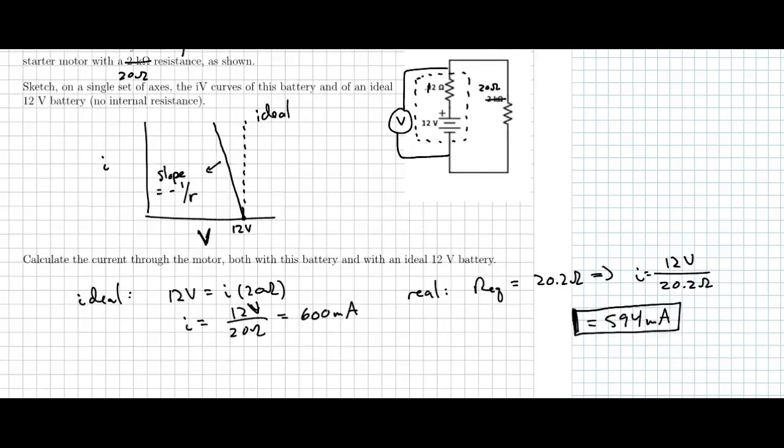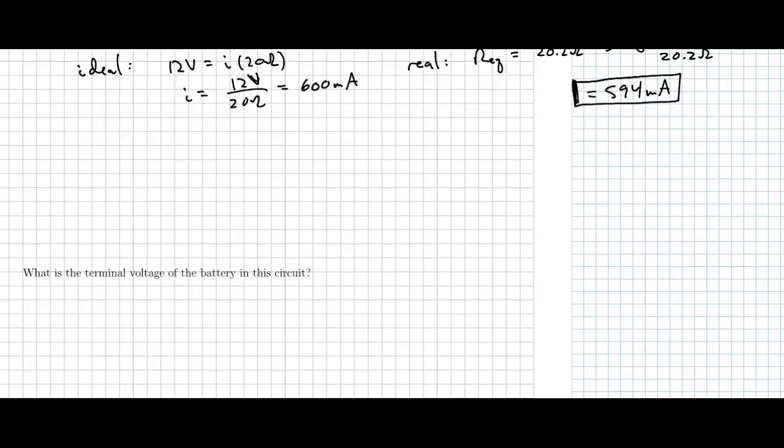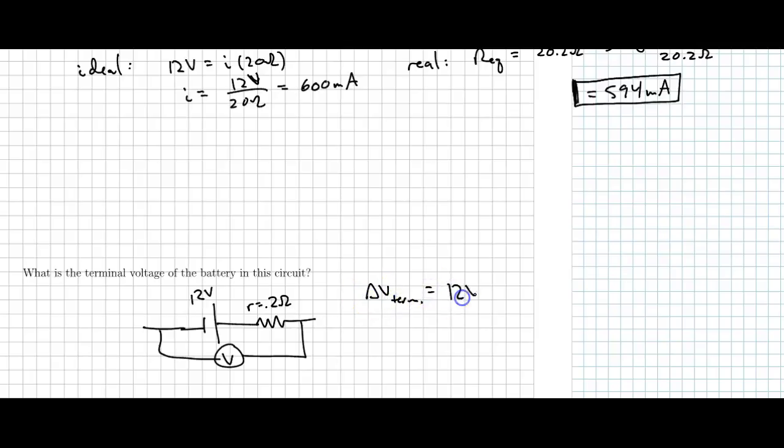Okay, finding the terminal voltage across the battery is the next task. So if you look inside the battery, we have this 12-volt EMF, and then we have this internal resistance, which is 0.2 ohms. The terminal voltage is here. That's going to be 12 volts minus whatever the voltage drop across the internal resistor is, which is just the total current times that internal resistance by Ohm's law.